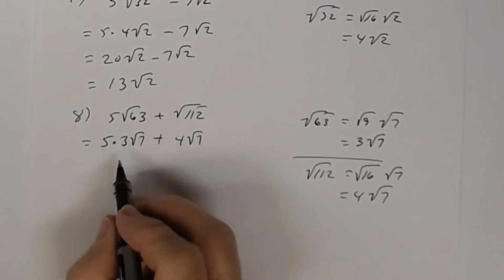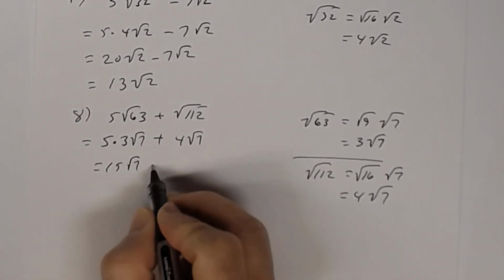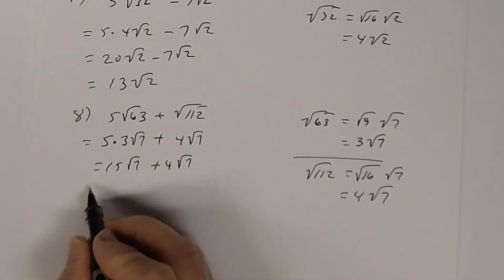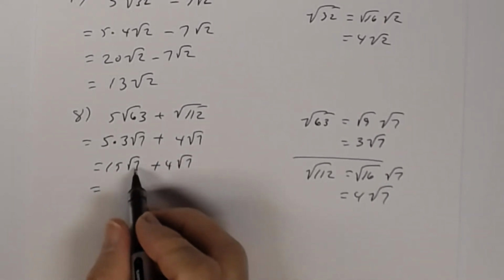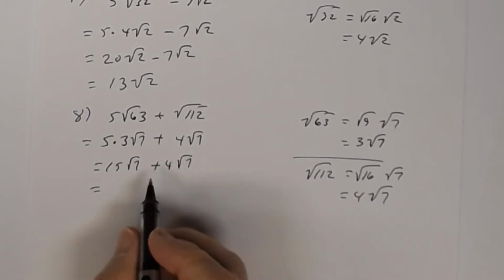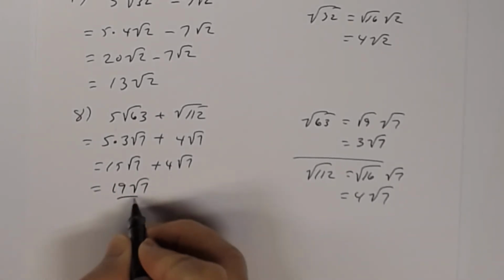Simplifying this further, 5 times 3 is 15. So you get 15 square root of 7 plus 4 square root of 7. So these are now like terms. They both have square root of 7s. 15 plus 4 is 19 square root of 7.